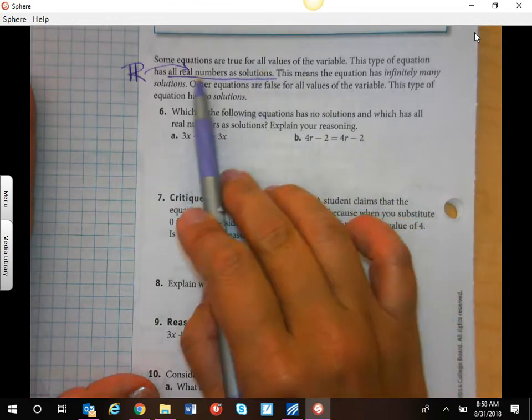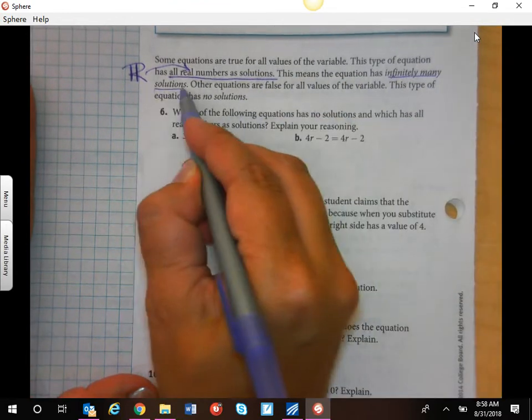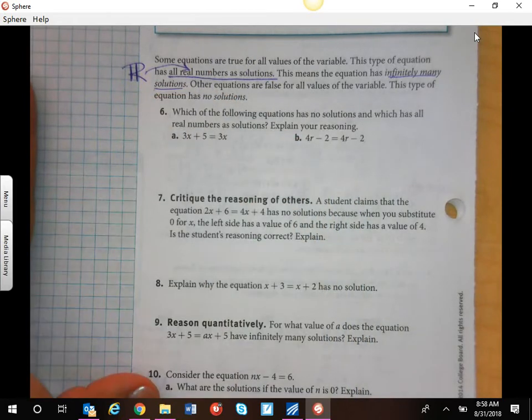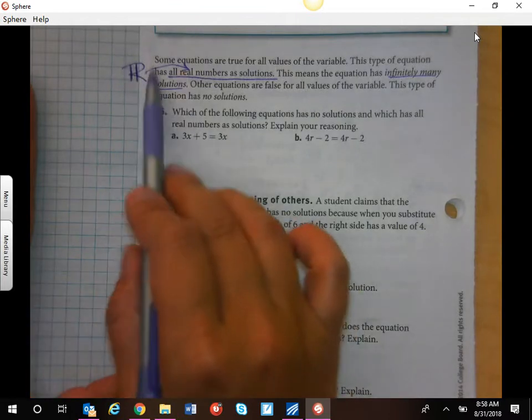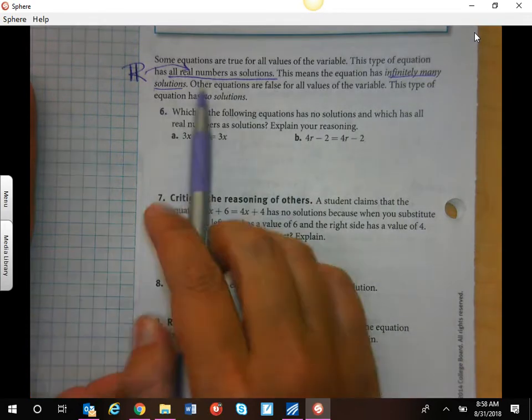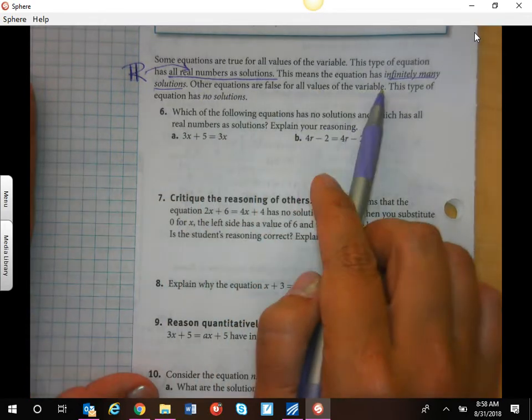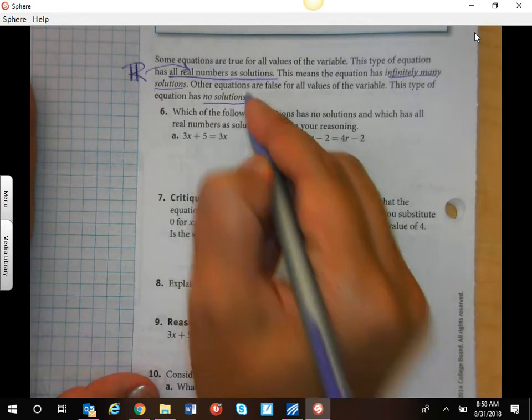So, all real numbers as solutions means that the equation has infinitely many solutions. So this is another way to write it. You can write the infinity sign, you can write the word infinite, or you can write all real numbers, meaning this represents all of the possible values. Other equations are false for all values of the variable, and this is no solution.